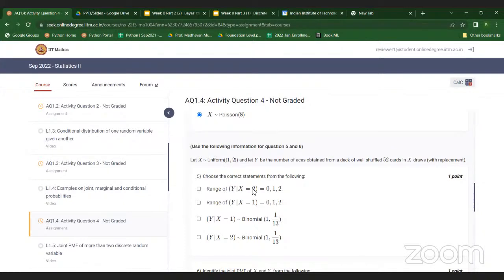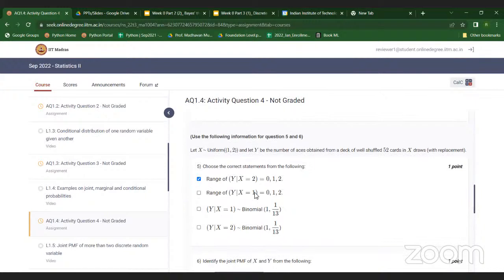Range of Y given X equals 2. Y is the number of aces. When we are doing 2 draws, the number of aces taken could be 0, 1, 2. So the range of Y given X equals 2 is 0, 1, 2. That's correct. The range of Y given X equals 1 is going to be 0, 1. When you're making only one draw, that draw could either be an ace or not an ace. There's no possible way that you get 2 aces when you're doing only one draw. So the second option is wrong.